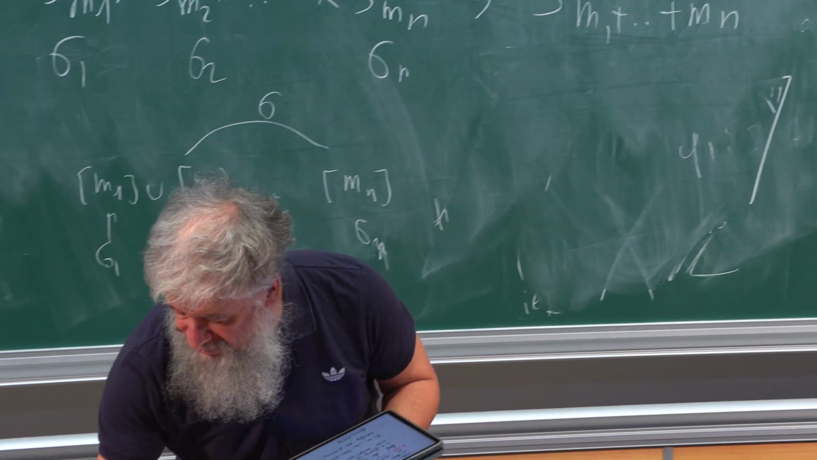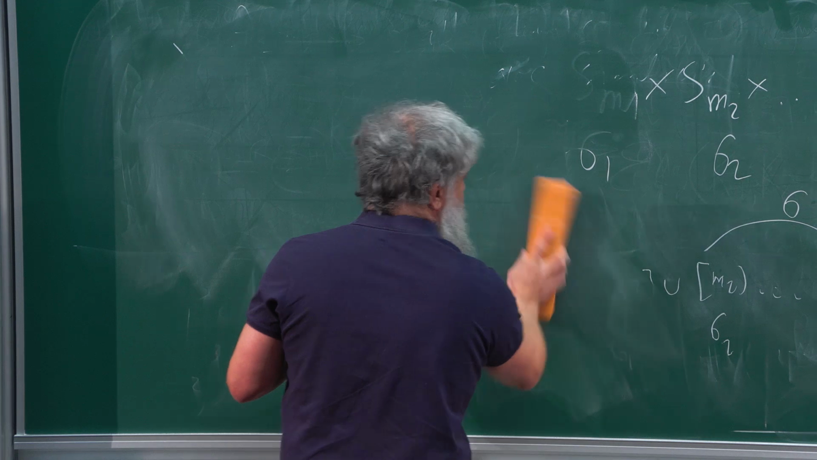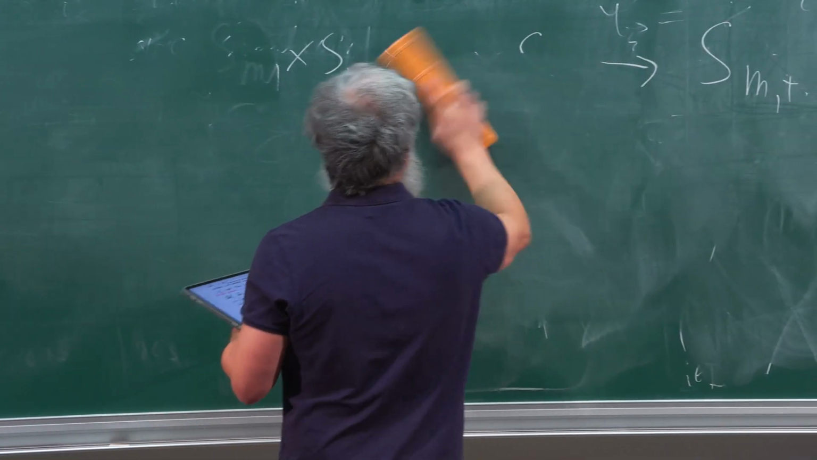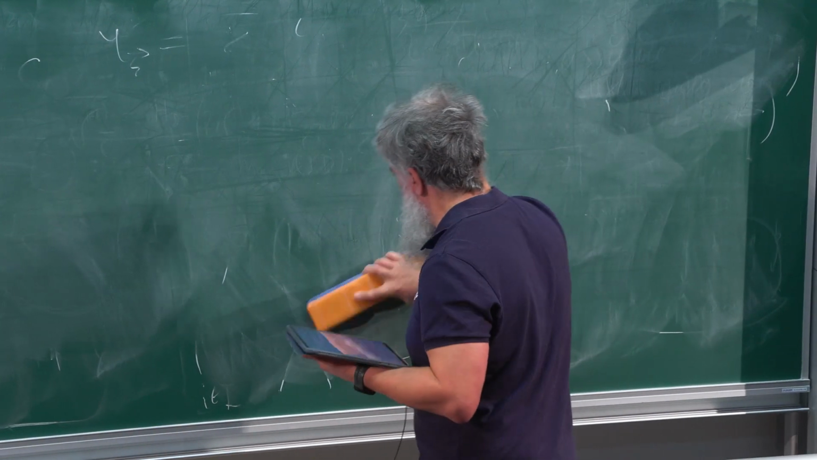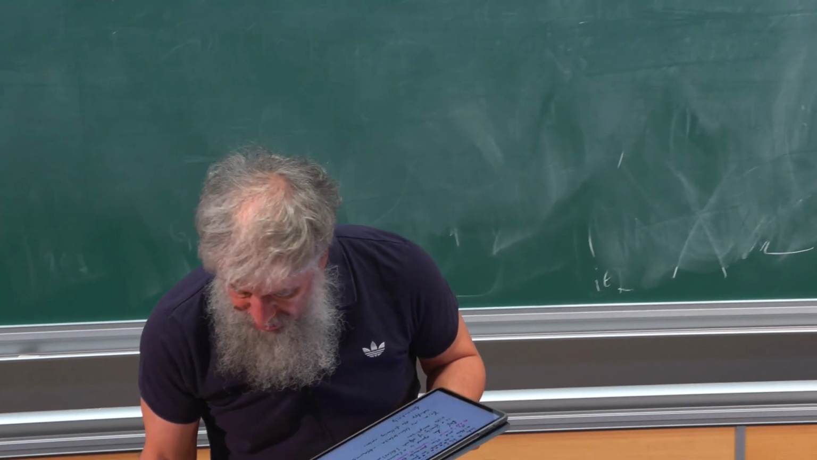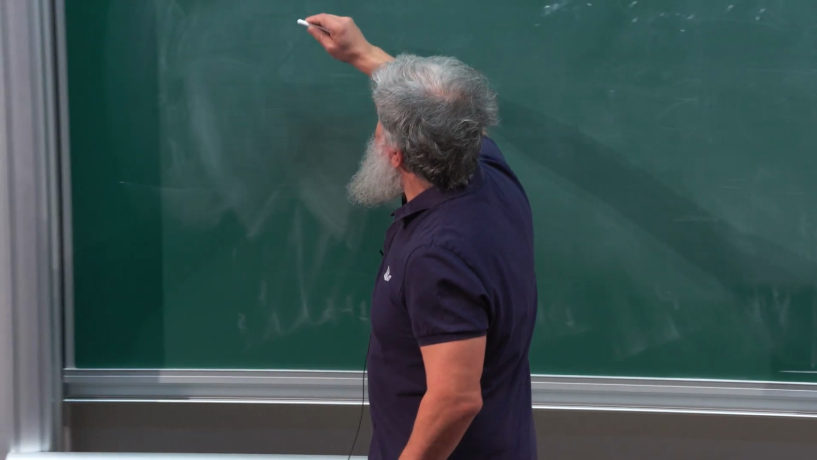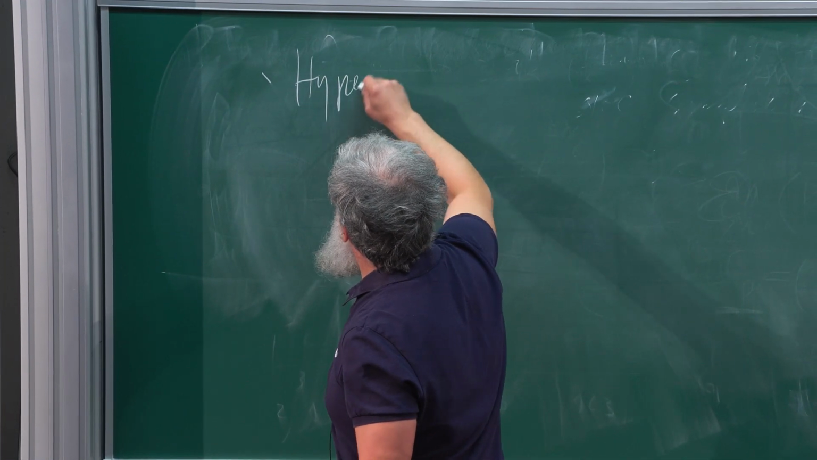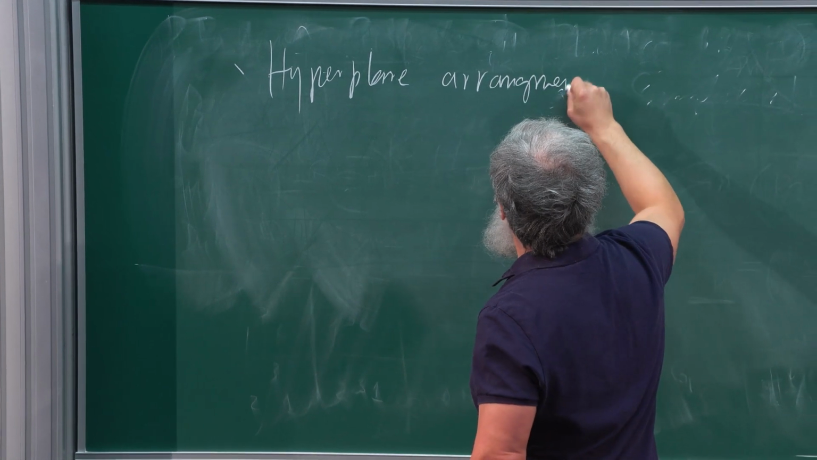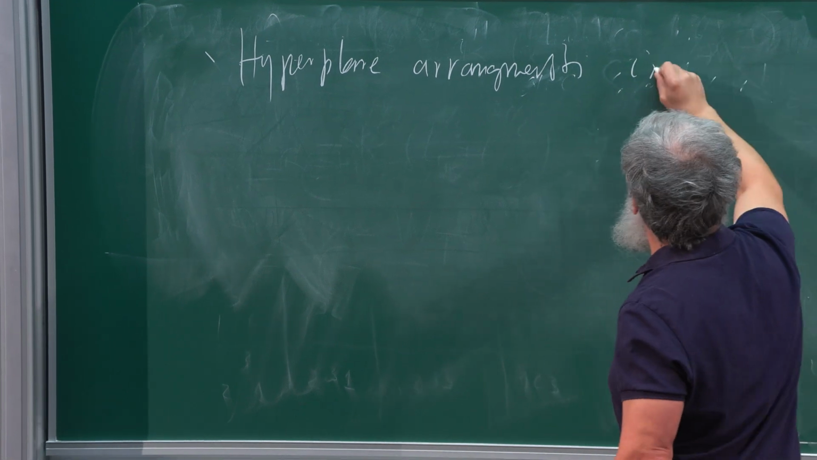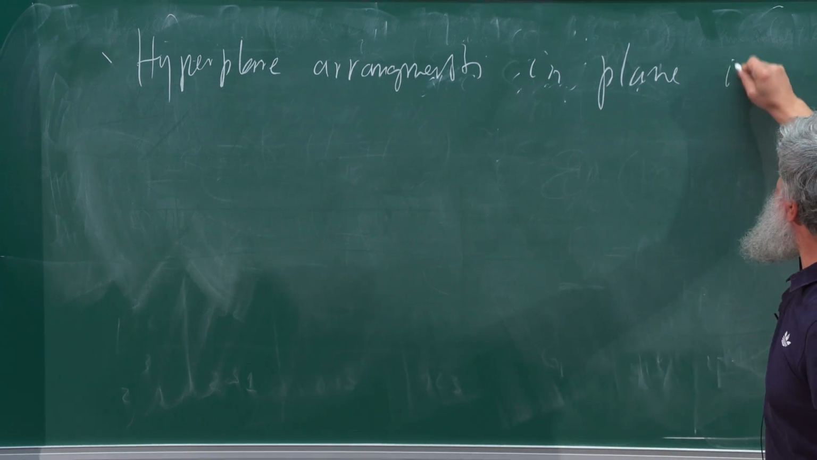So, generalization of permutations. One can think of generalizations of permutations as, first example, a hyperplane arrangement in the plane, but not central, a hyperplane arrangement in general position.